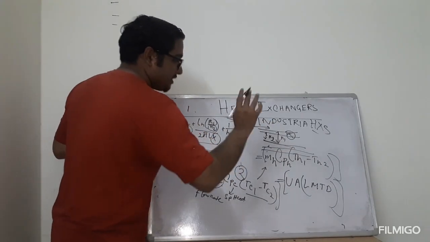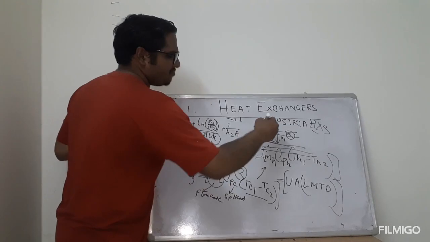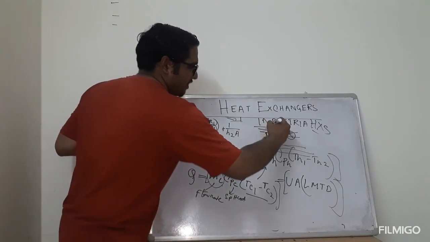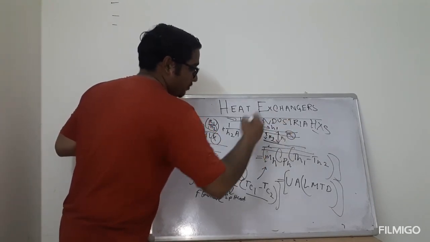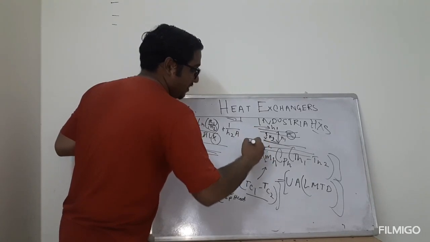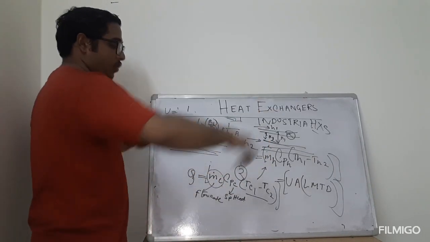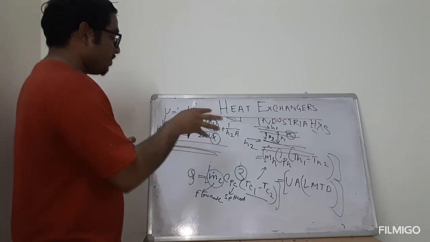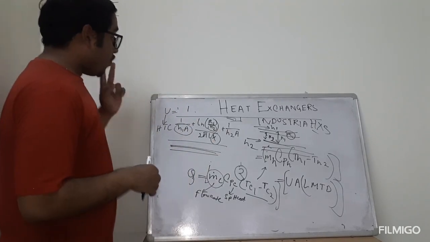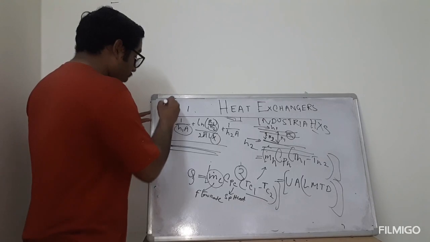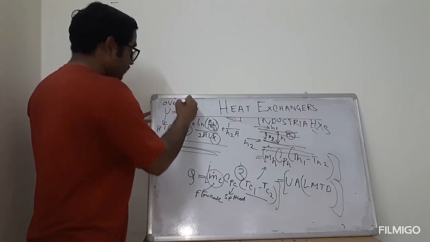Fluid flowing in this region has convective heat transfer coefficient of H1, and fluid flowing in this area has convective heat transfer coefficient of H2 within the tube. So this is the virtue of the fluids flowing in the region. So this is the overall heat transfer coefficient, overall heat transfer coefficient.